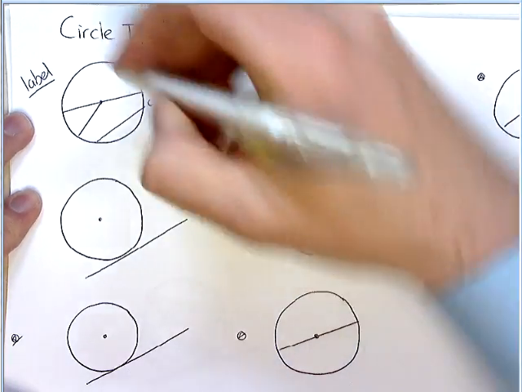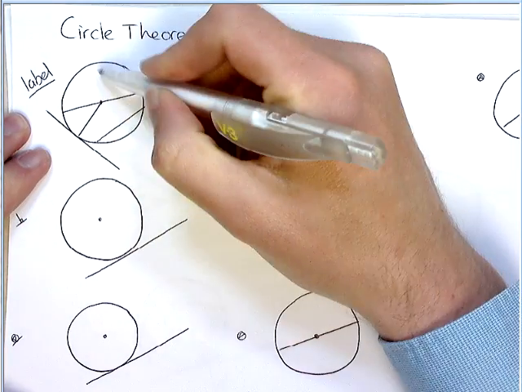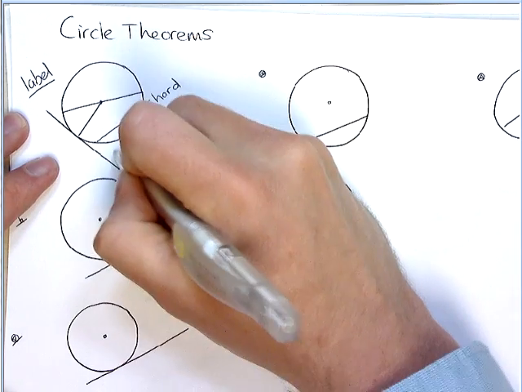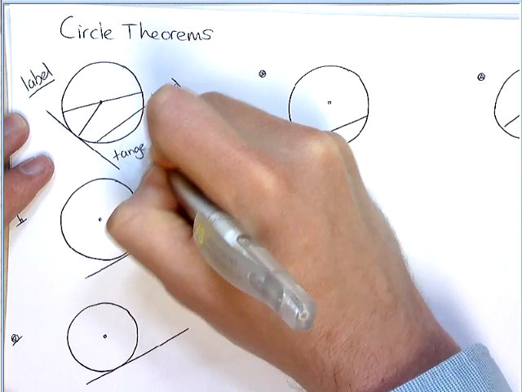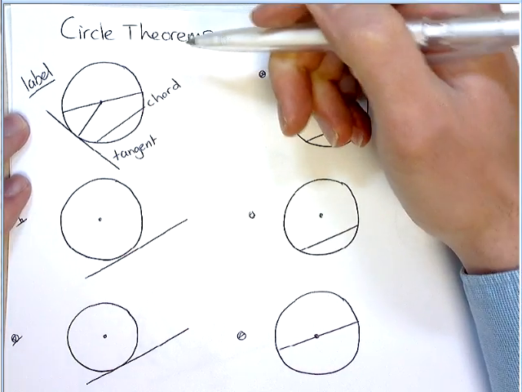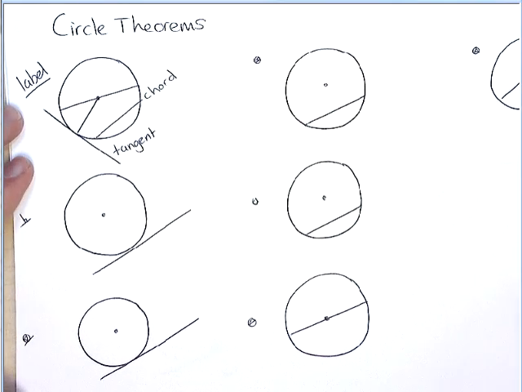And if we have a line that just touches the circumference, the outside of the circle, this is called a tangent. They're the two words that you might be less familiar with. But as long as you know that, all circle theorems you should be able to spot relatively easily. You've got to basically remember these, unfortunately.